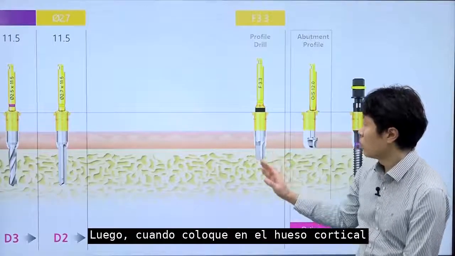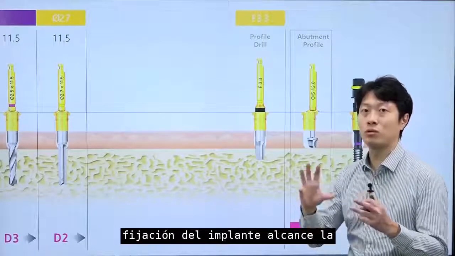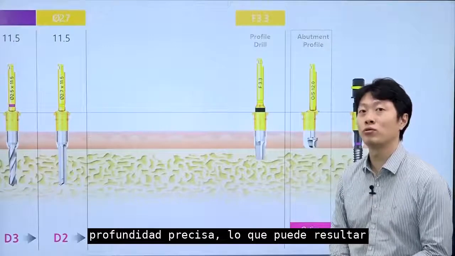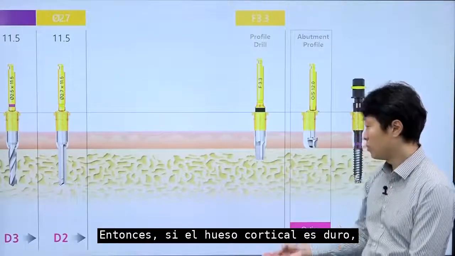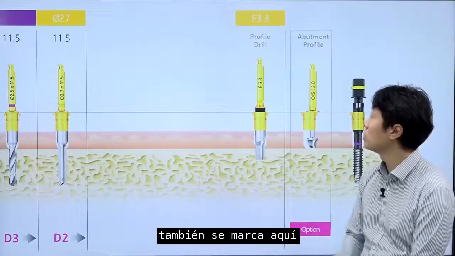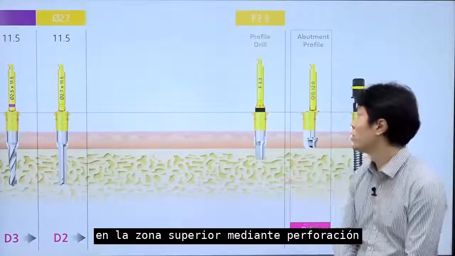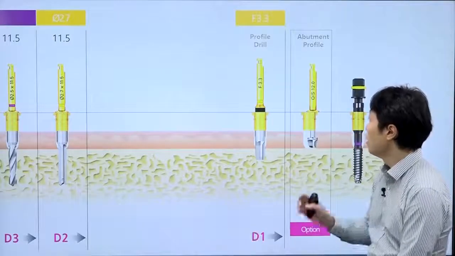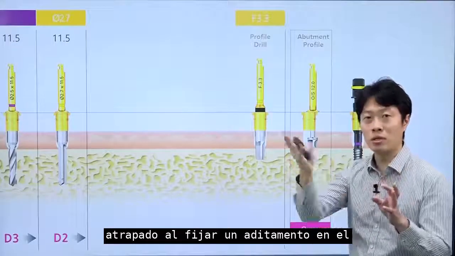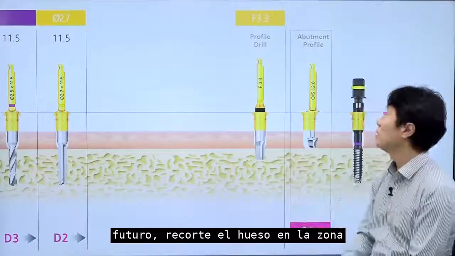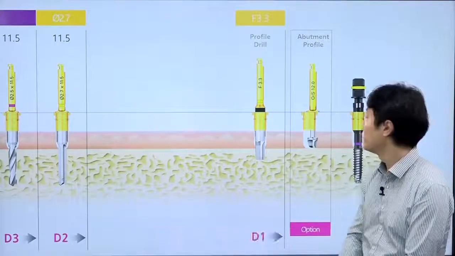Next, when you place on the hard upper cortical bone, the torque may be too strong and may prevent the implant fixture from reaching the accurate depth, which may result in getting caught in the middle. So if the cortical bone is hard, it is marked here also. For D1 bones, reduce the cortical bone in the upper area using profile drilling. If there is an inclined bone that may get caught when fastening an abutment in the future, trim the bone in the upper area using the abutment profile drill in advance.